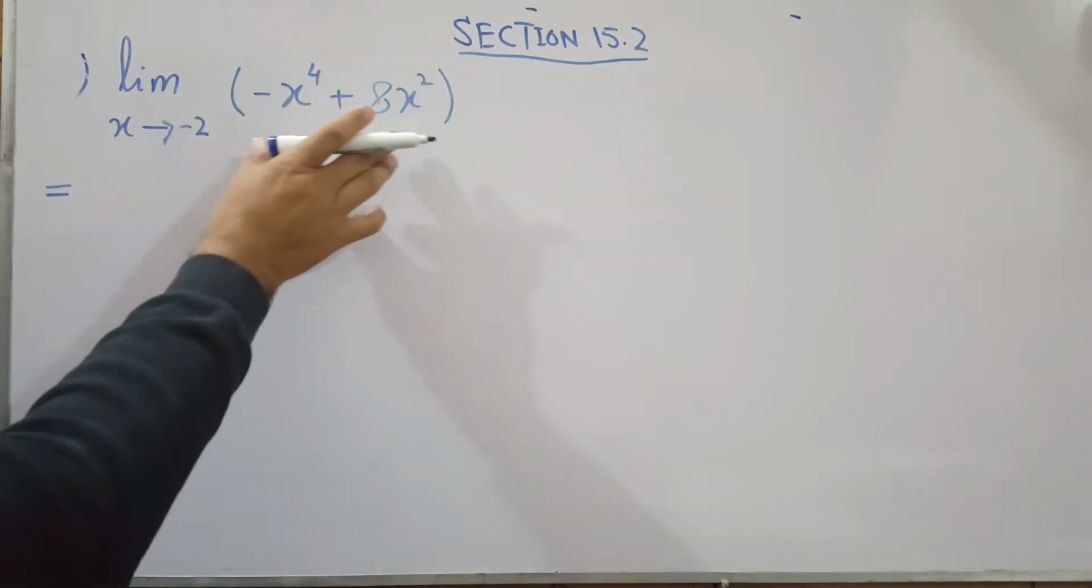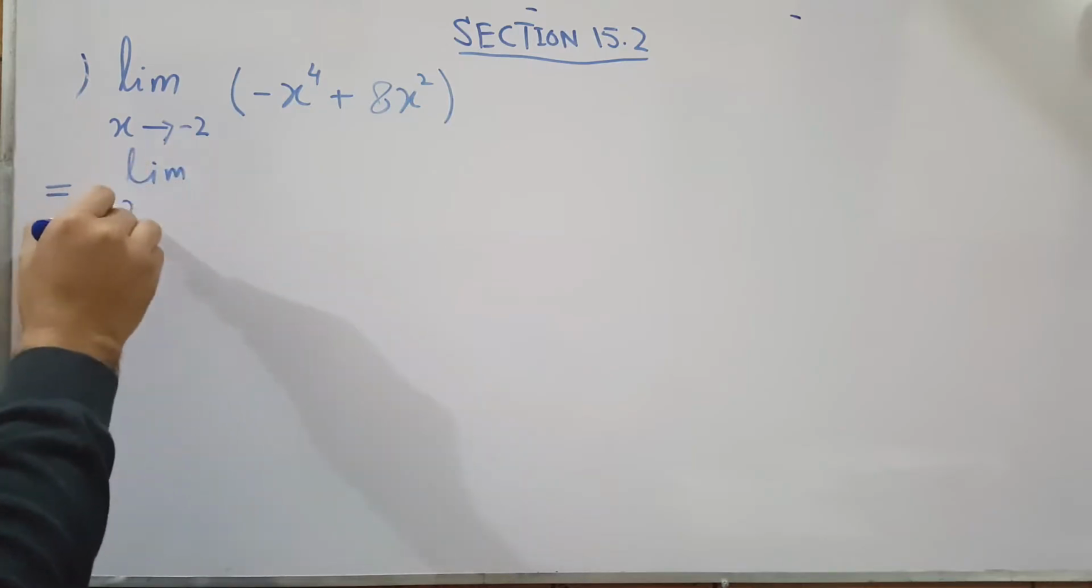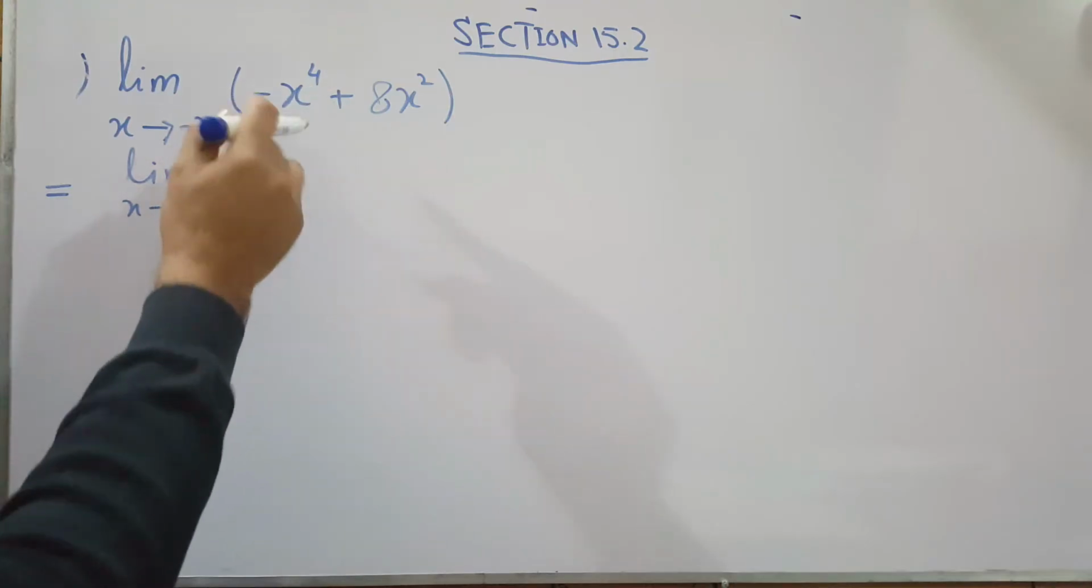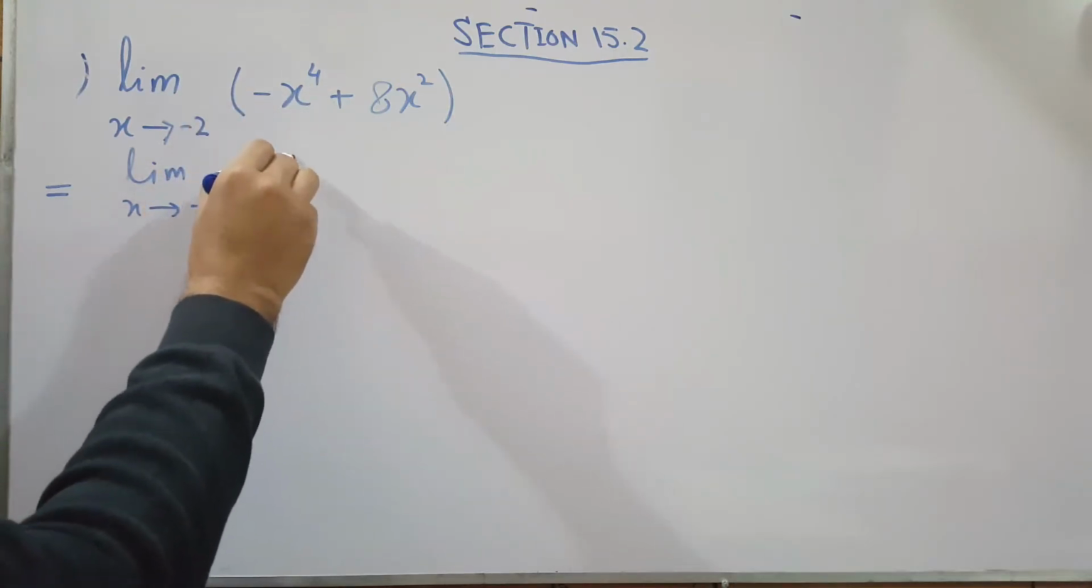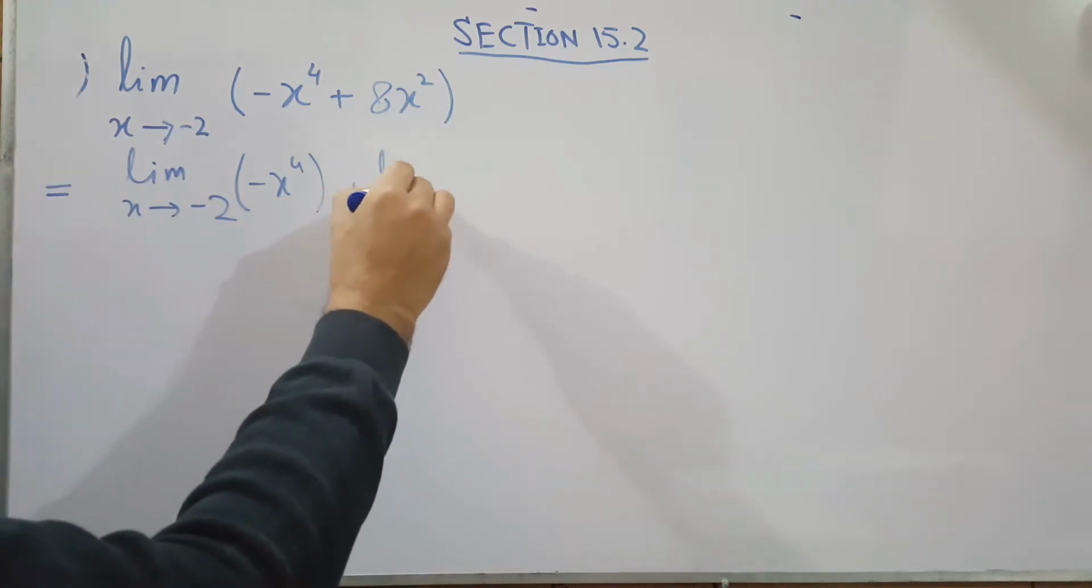Now this question is again exactly the same as the beginning one. So x approaches minus 2, and here you can see it's minus, so you can either just put the minus over here or you can take it out, so it doesn't make any difference.